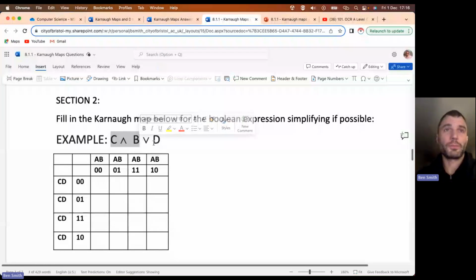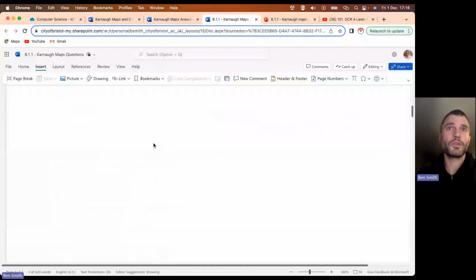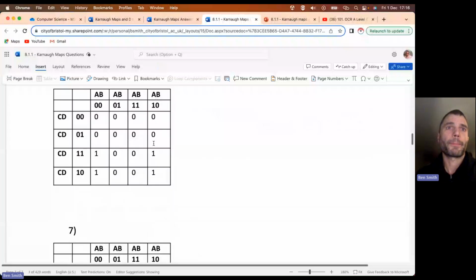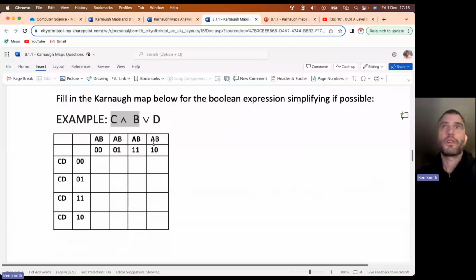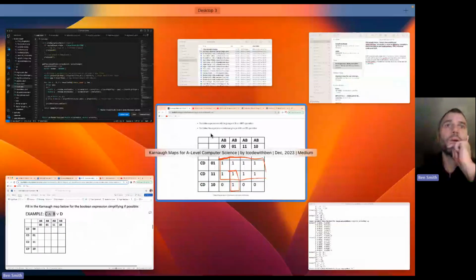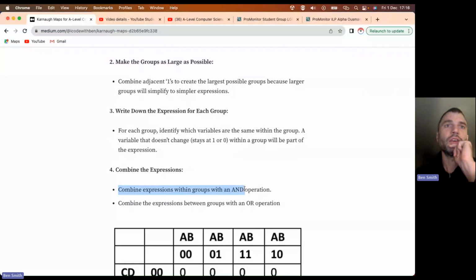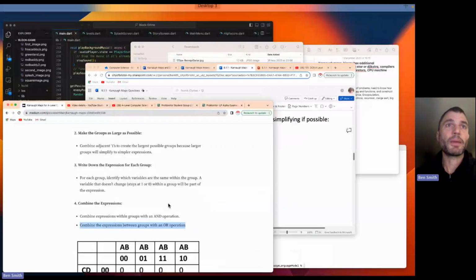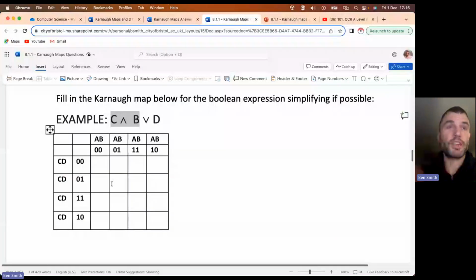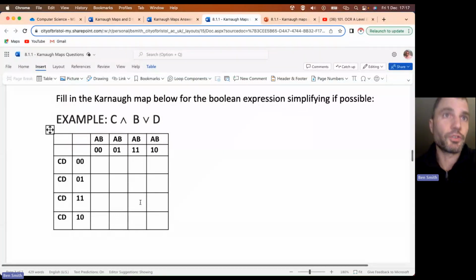So basically, we're going to have two boxes, because if you remember the rules of Karnaugh Maps, you look at the article, which is in the link below here: you combine expressions within groups using AND, then combine between groups using OR. So C and B will be one box. So where is C and B true here on this table? Sorry, it's a grid.